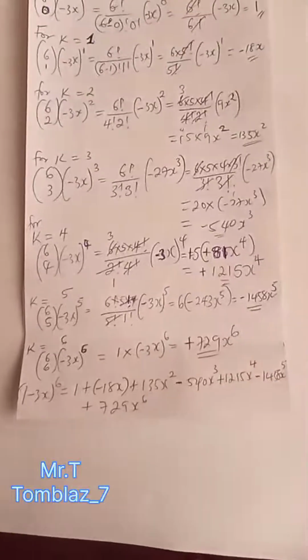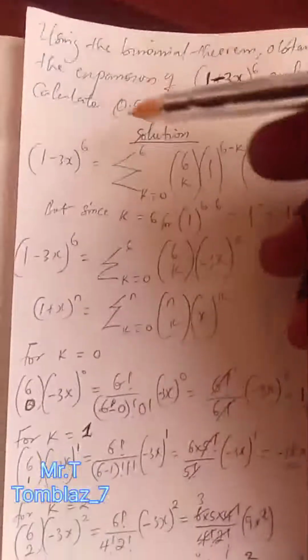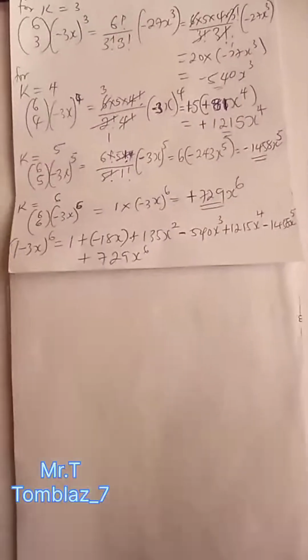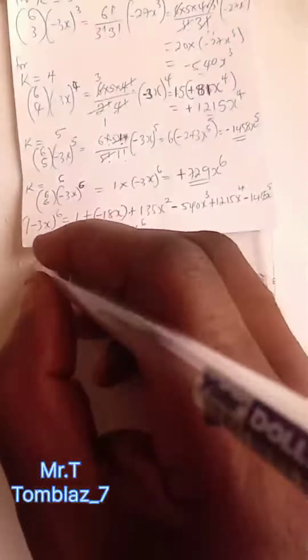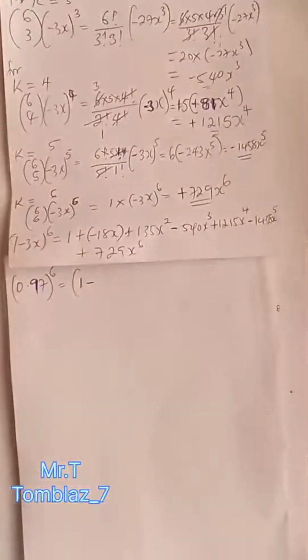All right, this is what we have. Now, we should also not forget that the question said we should use that value to solve this problem: 0.97 raised to the power of 6. All right, let's answer that one. So let's bring the value. The value is 0.97 raised to the power of 6. Now, this value can be expanded as this. We can say this value is 1 minus. So let's subtract this value from 1 so that we'll see the remainder.